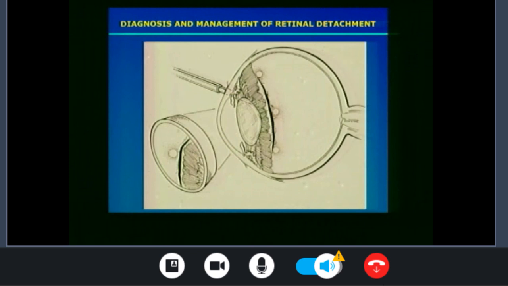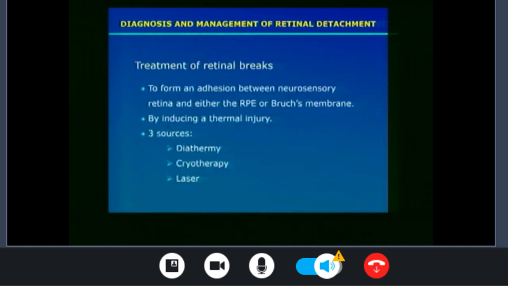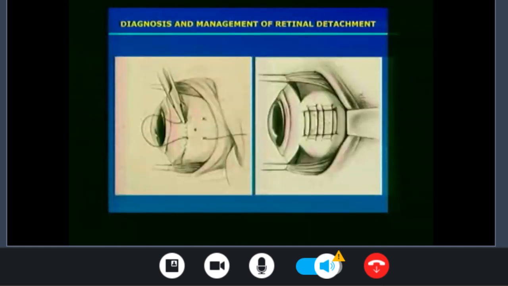And then you need to apply retinopexy. You can use cryo or diathermy. I'll show you how to use the diathermy. And then you need to suture. This is the tear. We had a mark here, and we have 2 marks here, horseshoe tear. And then you need to fix the sponge. This is a radial sponge. Then you need to use sutures.